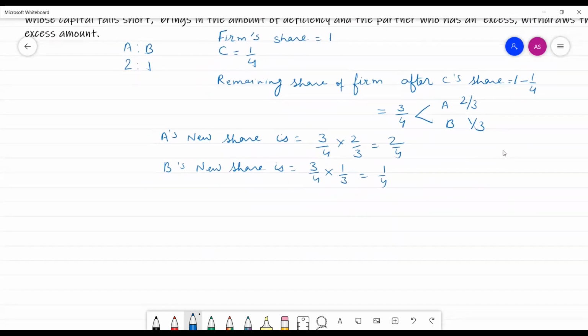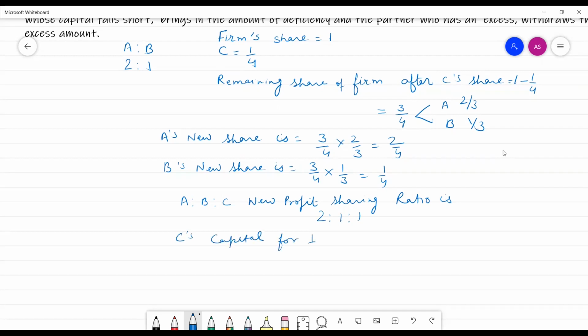A, B, C new share. The new profit sharing ratio is 2:1:1. C's capital for 1/4 share is 20,000.